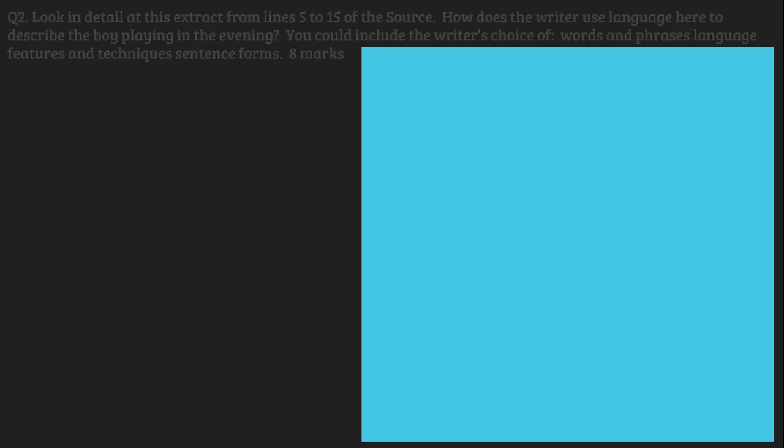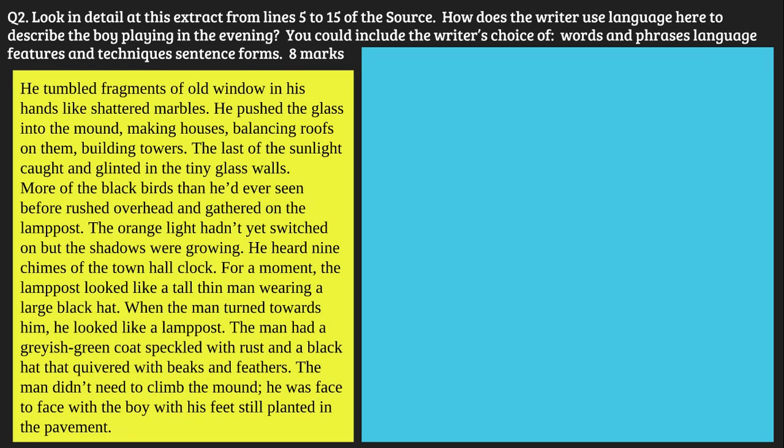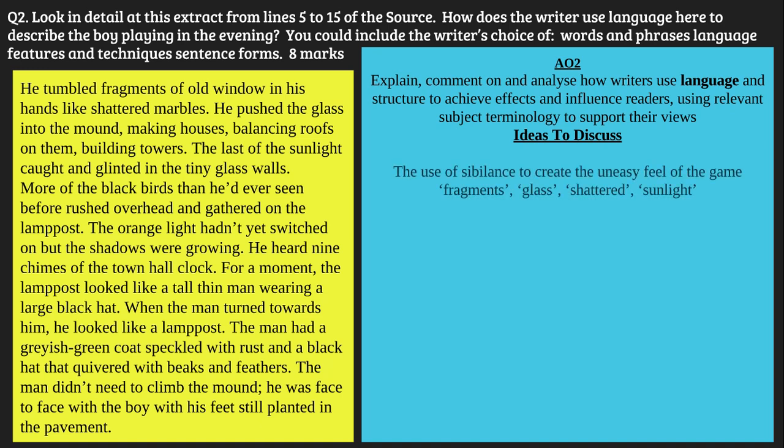So before we look at the model answer, we're just going to have a quick look at some of the potential things you could have discussed in your own answer. AO2, as we mentioned at the start, is your ability to explain, comment and analyse how writers use language to achieve effects and influence readers using relevant subject terminology to support your views. So ideas to discuss: the use of sibilants to create the uneasy feel of the game. So fragments, glass, shattered and sunlight. It's that S being repeated.